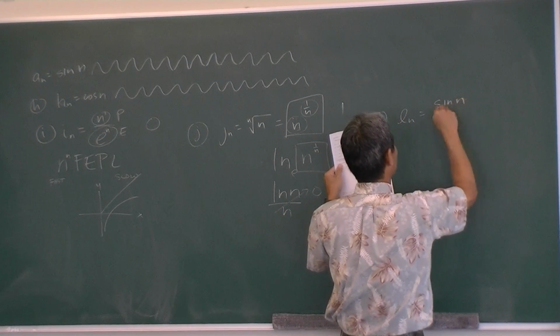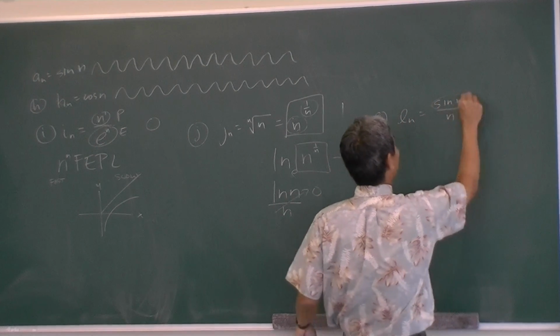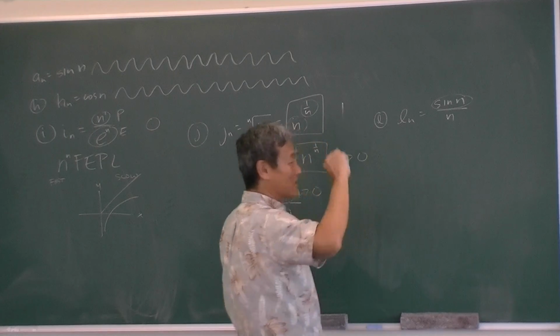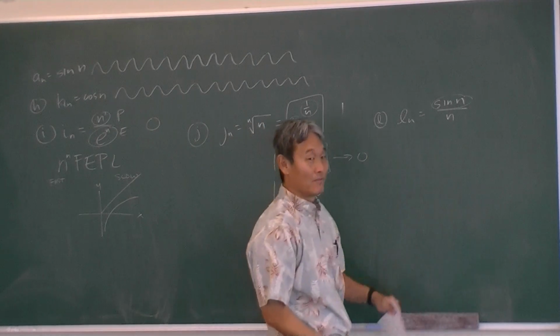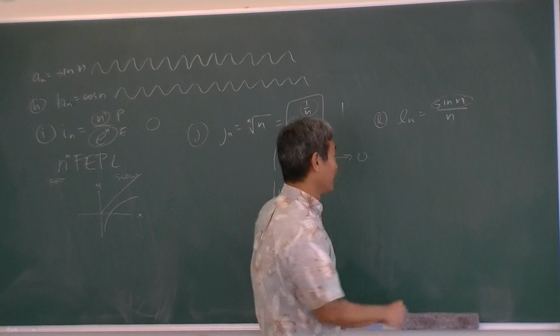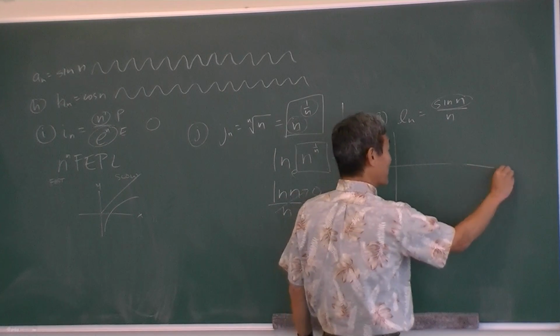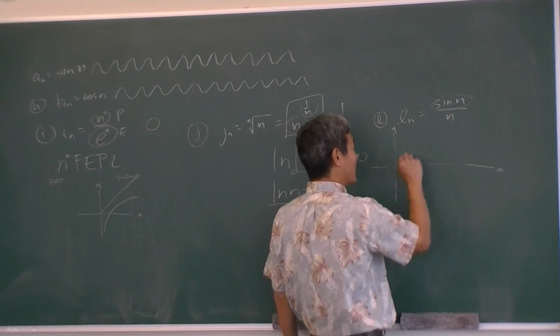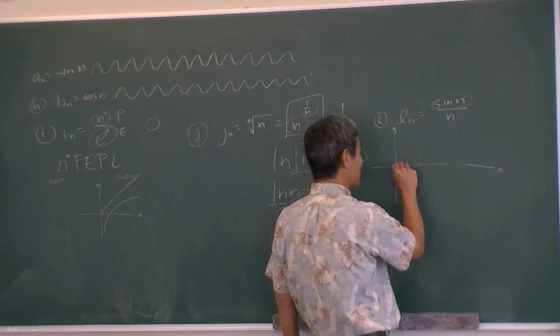Sin n over n. Okay, Mr. Park, we learned that sine n by itself does not exist because it's oscillating, but now you keep dividing it by bigger and bigger numbers. So, even though it's oscillating like this, you keep dividing it by bigger and bigger numbers. So what happens?